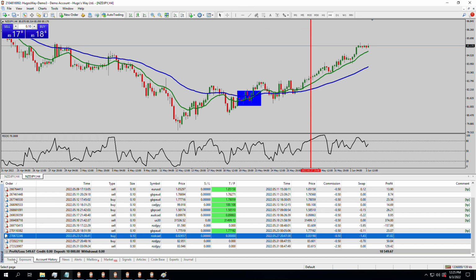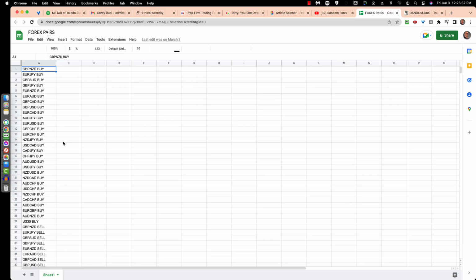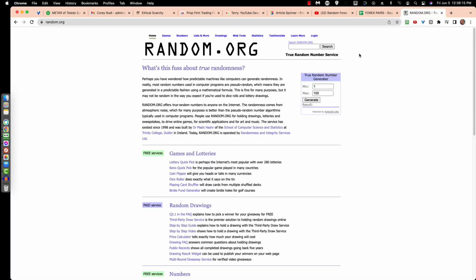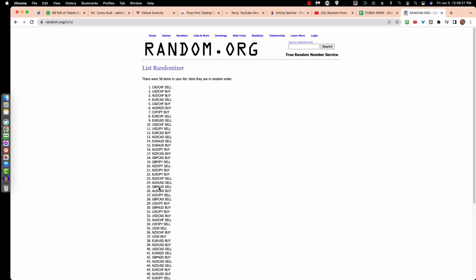So let's go back to the trade panel here and let's go pick our next random trade and enter it right now. So here's my spreadsheet of 28 currency pairs plus US 30, and I doubled it, so 58 total. Each one has a buy and a sell next to it. Let's go ahead and copy this. And now we'll go over to random.org, go to the list randomizer. I'll paste it into the box, randomize, and our very next trade is CAD Chief Sell.